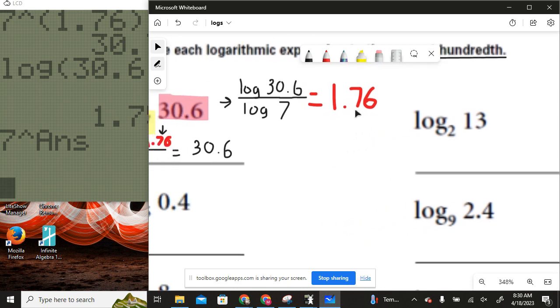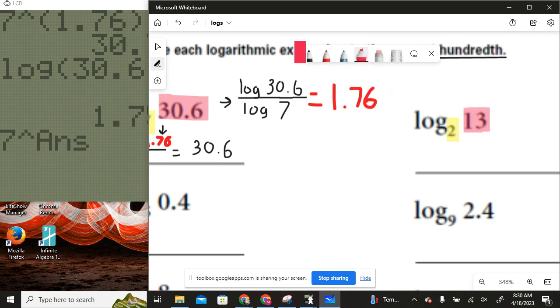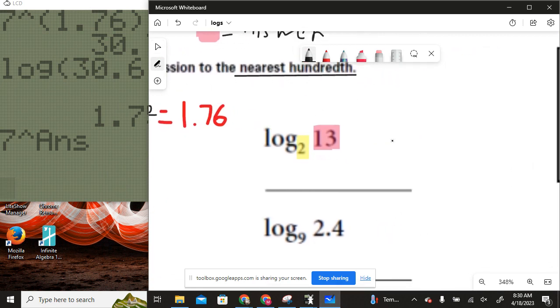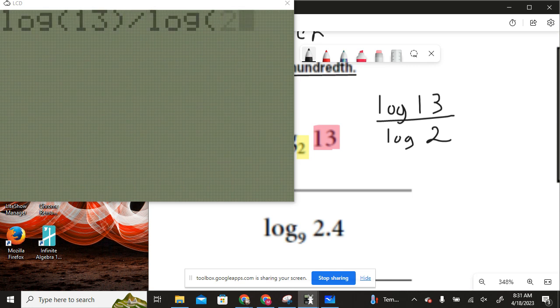First up, let's address our base. It's 2, and our answer, which is 13. So to solve for this, we take the log again of our answer and divide it by the log of our base. All right, let's work it up. So we got a log of 13 divided by a log of 2.